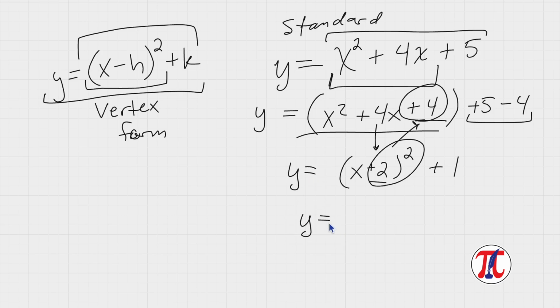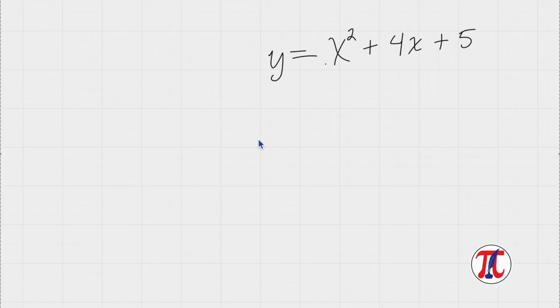My vertex form of this quadratic is x plus 2 quantity squared plus 1, where my vertex is negative 2, because it's the opposite of that, and positive 1. So my vertex is negative 2, comma 1. Now let's look at the other way.